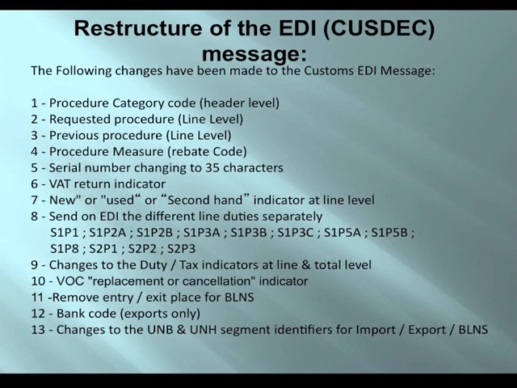We also had changes to the UNB and UNH segment identifiers for import, export and BLNS entries, because they've now included BLNS entries within the import and export CustDec messages. Okay, they had to provide for indicators to tell customs that it's an import BLNS movement or an export BLNS movement. Okay, then changes to the RIB acquittal data segments for national transits. We've never had RIB details within the CustDec before. Okay, now that's also included.